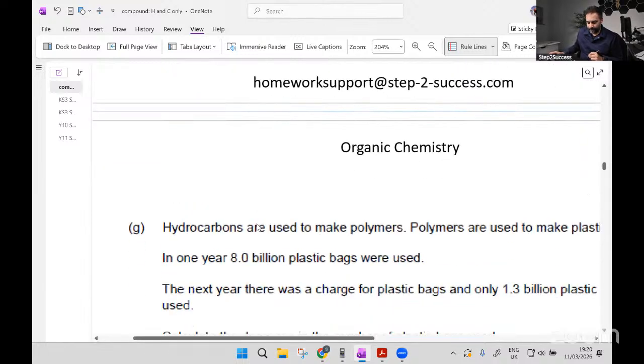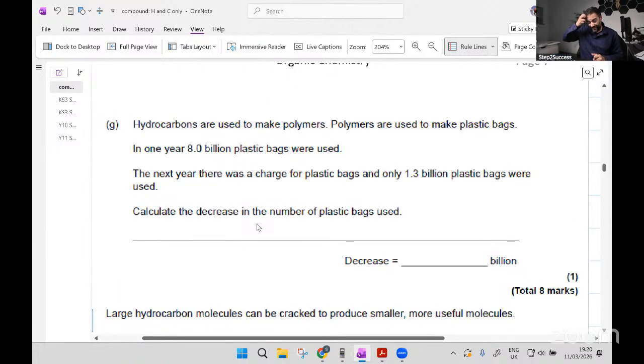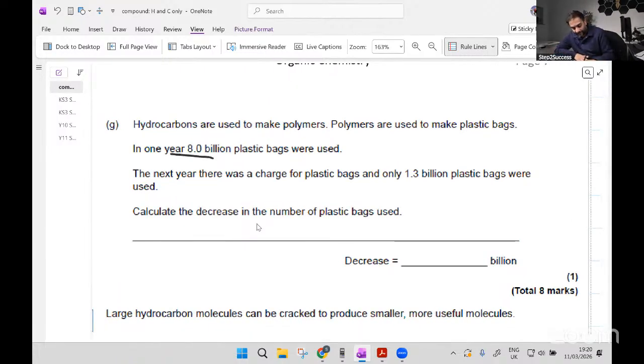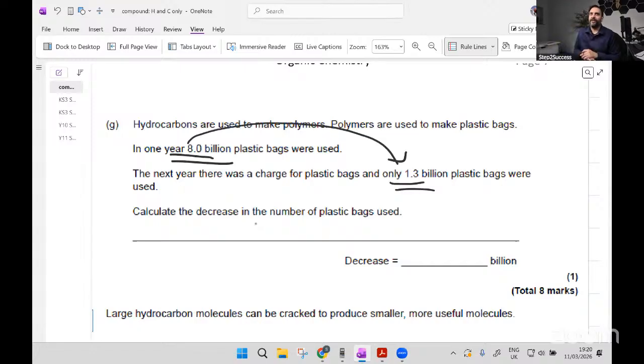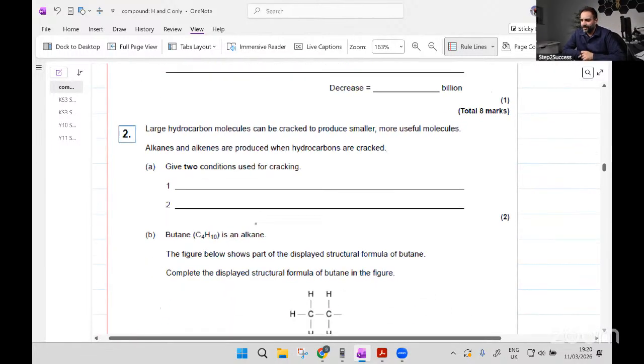Okay, that was one. And then this one, I shouldn't need to answer this really. If I said that we use 8 billion plastic bags and then the next year we only use 1.3 billion, and the question is, what's the decrease? Don't you just do 8 take away 1.3 billion? That's it. Just the difference between the two.